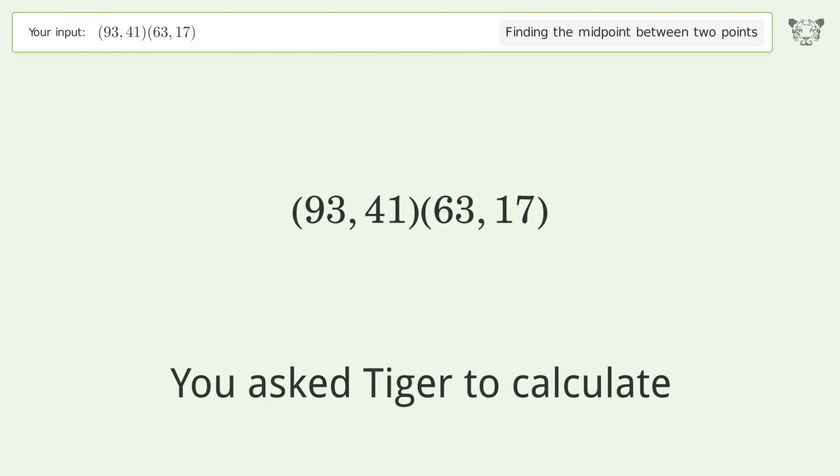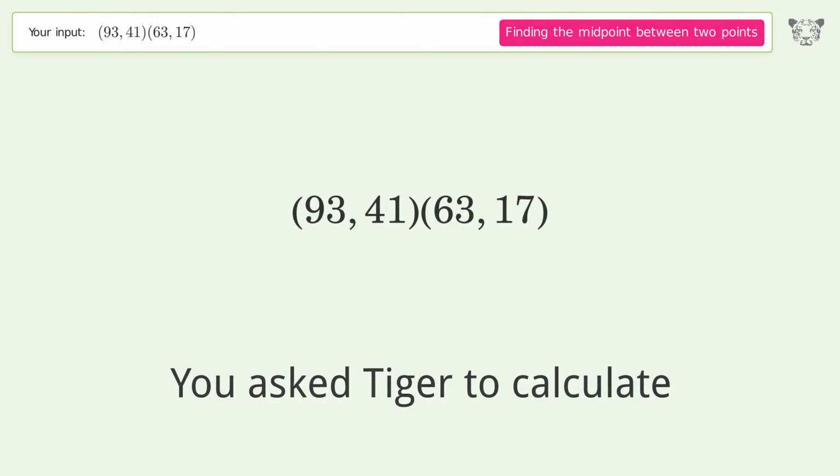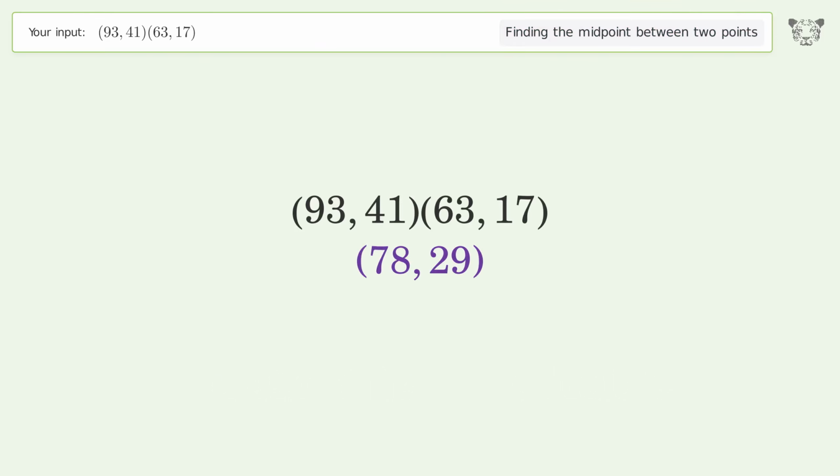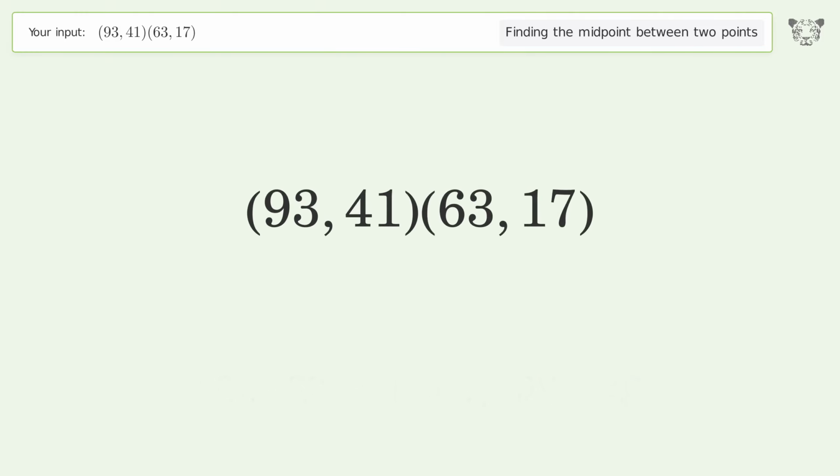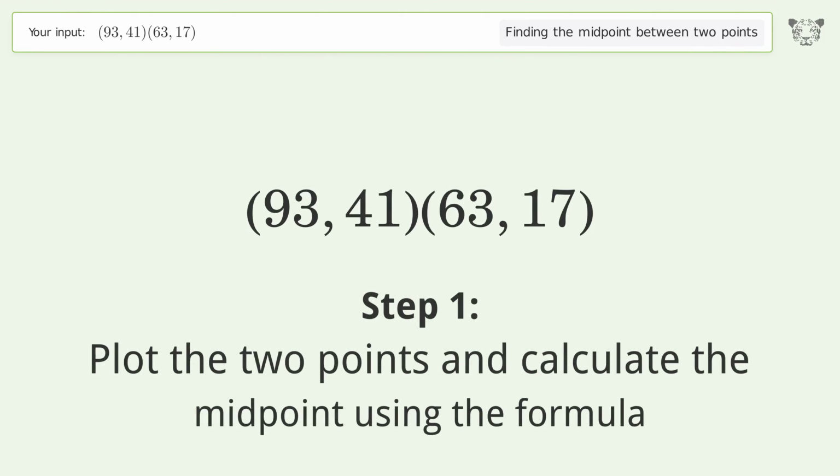You ask Tiger to calculate. This deals with finding the midpoint between 2 points. The midpoint between the 2 points is 78,29. Let's solve it step by step. Plot the 2 points and calculate the midpoint using the formula.